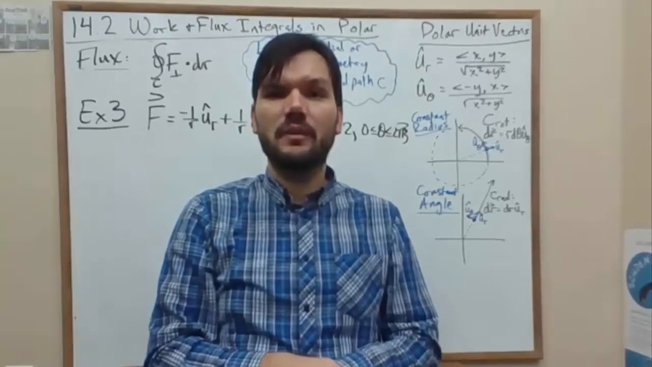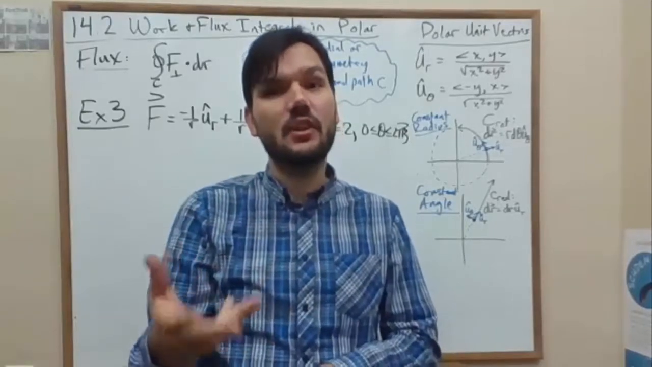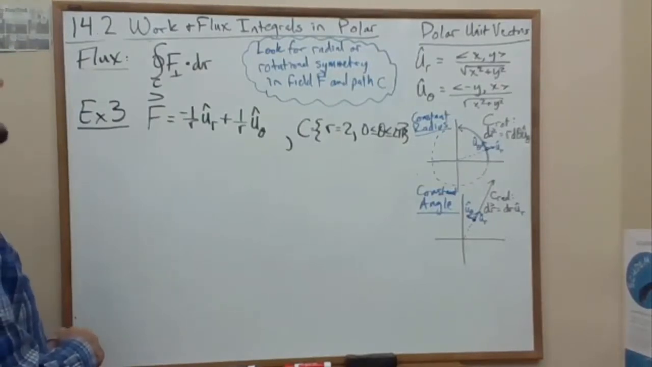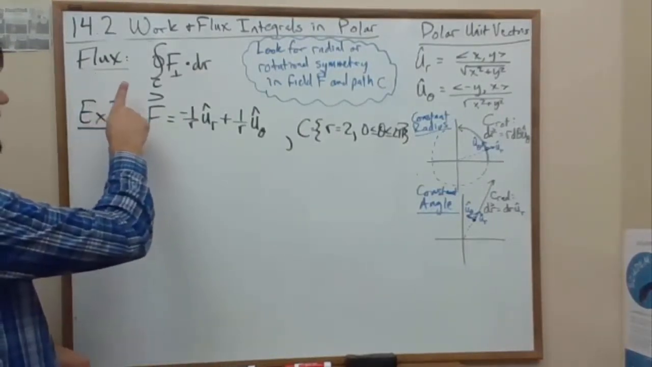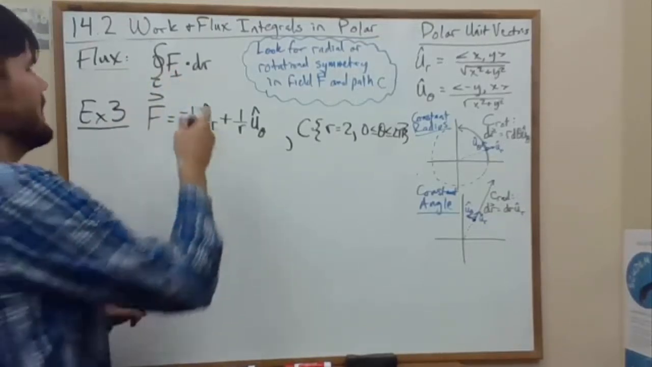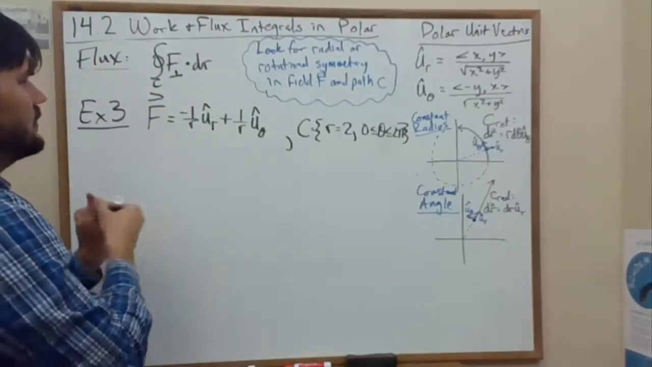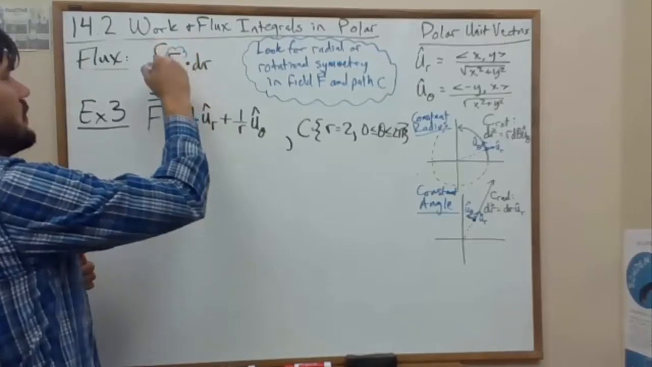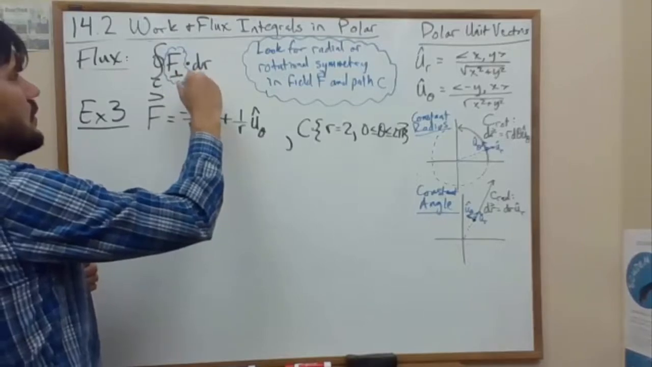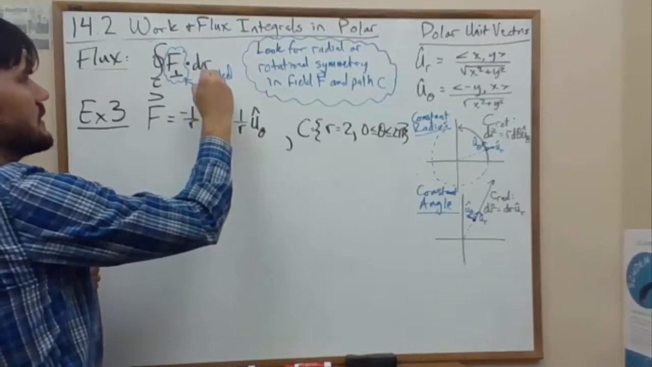Now let's look at an example with flux. First, let's remember how we can write flux in terms of a work integral. So the flux of a function f is the work integral on its perpendicular, f perp right here, which is a perpendicular vector rotated counterclockwise.